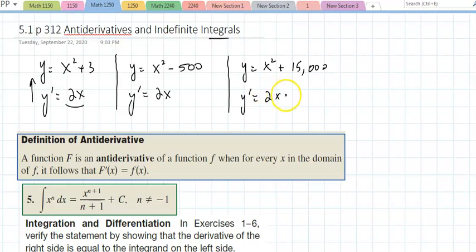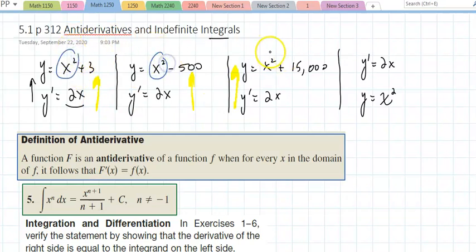So if I want to go back, suppose I told you, hey, y prime is 2x. What did you take a derivative of to get that? Well, from the problem I did, you already know there's an x squared in there. So again, you're going backwards. You would know that there is an x squared in each of those, but you can't figure out whether it was the x squared plus 3, x squared minus 5,000, x squared plus 15,000, or just x squared. Because if I had y equal x squared, the derivative of that would be 2x as well.